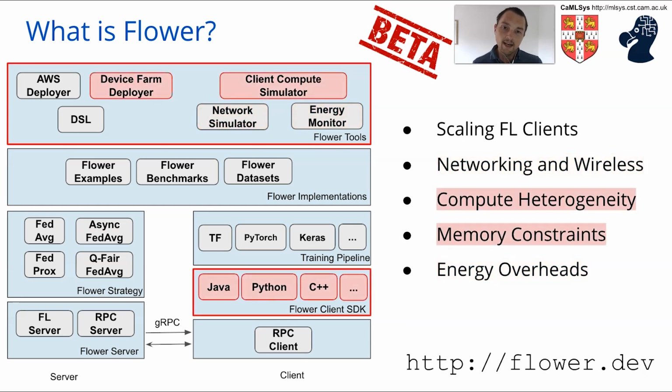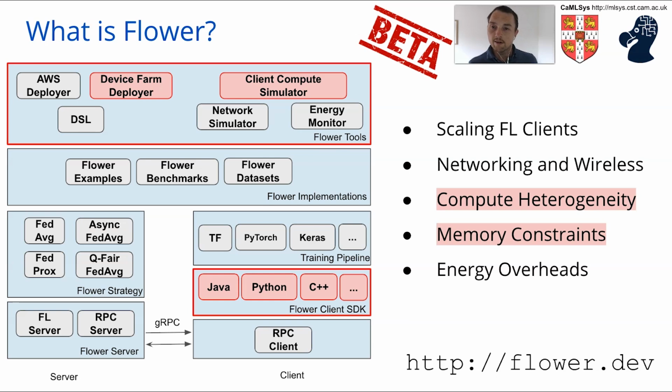Now finally, compute heterogeneity as well as memory constraints also need to be factored in. As I mentioned earlier, you can do this in a real-world setting by actually running these things on actual devices, so smartphones, Raspberry Pis, and so on, by implementing the Flower client SDK APIs.